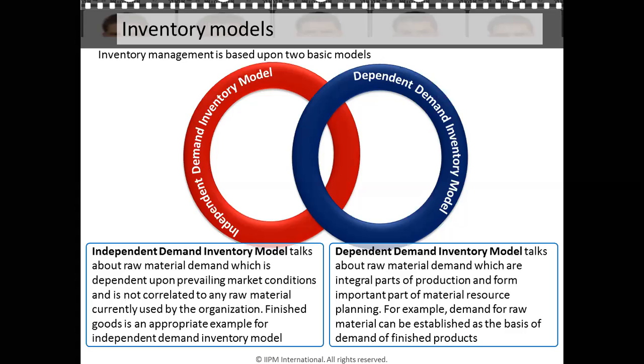Now the dependent demand inventory model talks about raw materials demand, which are an integral part of production and form an important part of material resource planning. For example, demand for raw material can be established as the basis of demand of finished products.